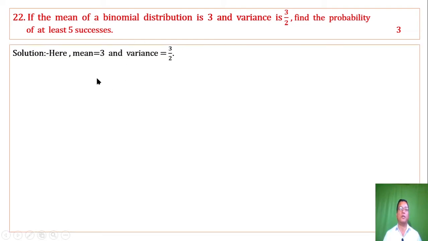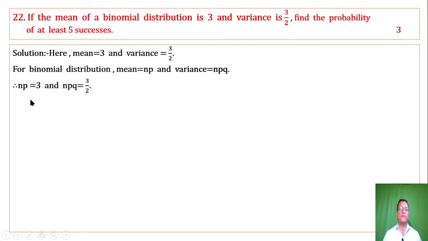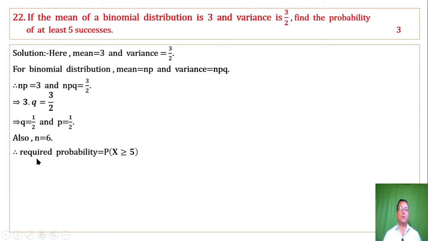Here mean is 3 and variance is 3 by 2. For binomial distribution, mean is equal to NP and variance is equal to NPQ. Therefore, NP whose value is 3 and NPQ whose value is 3 by 2. Solving these two equations, we get Q equal to half and P equal to half. Also N equal to 6.